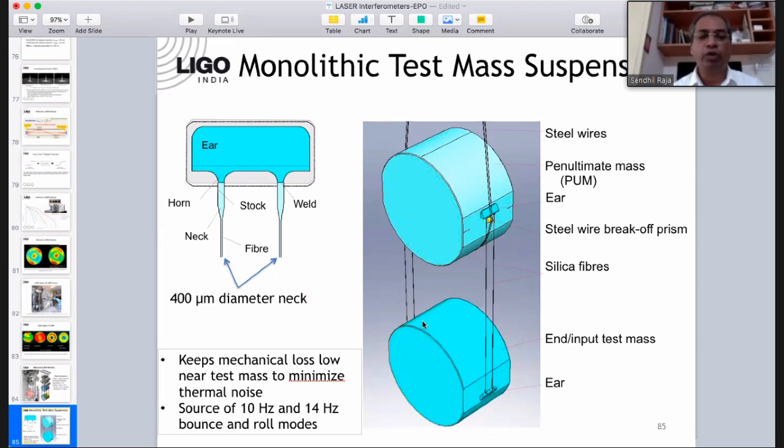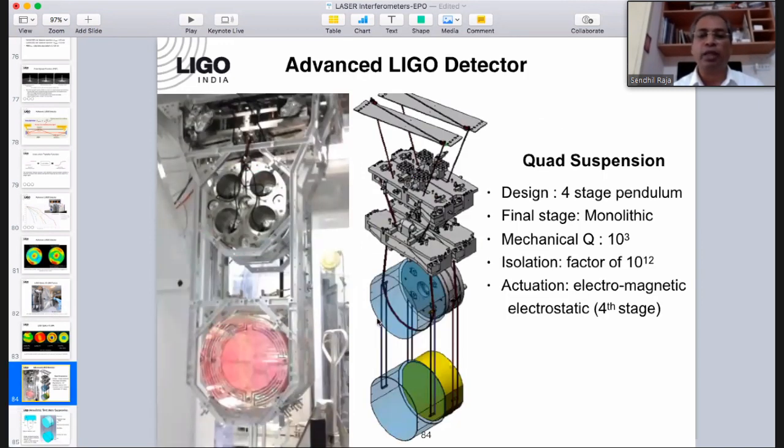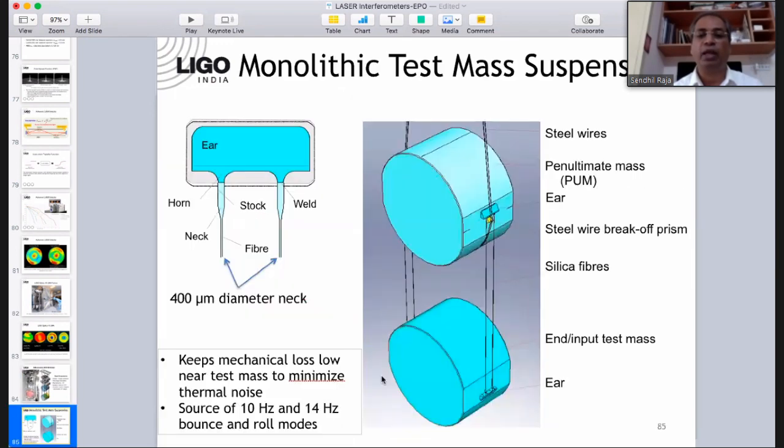And to be able to use them, the last stage of this mirror is essentially a single monolith consisting of 2 fused silica blocks coupled with fused silica fibers, so that they behave as one single entity to reduce the thermal noise in the total assembly to meet the required noise limit on the test masses. So this assembly is one of the most complex assemblies.